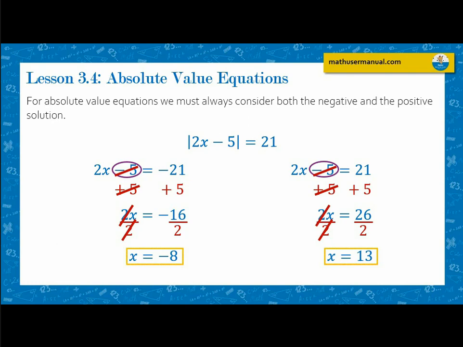So the difference between these problems and the problems we learned in part 1 of this lesson is, if the absolute value is not fully isolated, we first need to move everything to the other side until that absolute value is by itself. And after that, we move on to taking care of the negative solution and the positive solution.